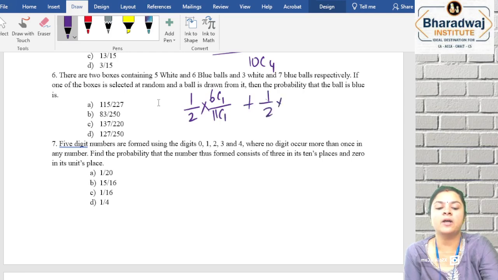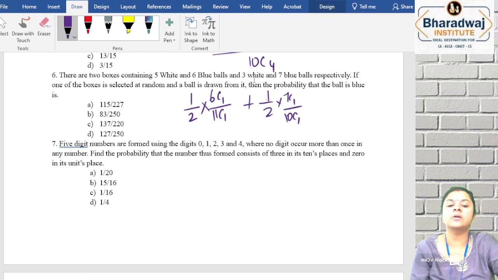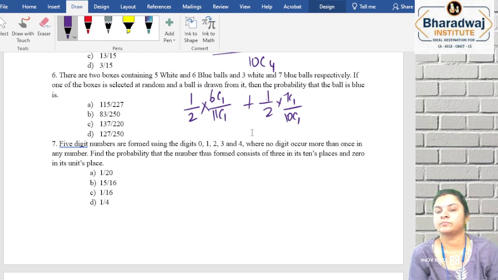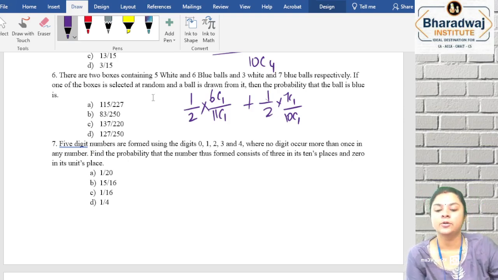Or if I select the second box, then it will be 7C1 by 10C1. If I select the first box, I have 6 plus 5, 11 balls, out of which I need to select a blue ball, 6C1 by 11C1. Or if I select the second box, 1 by 2 is the probability of the second box, into 7 plus 3, 10 balls, out of which I need a blue ball. So the answer will be 3 by 11 plus 7 by 20, whatever is the total: 137 by 220.